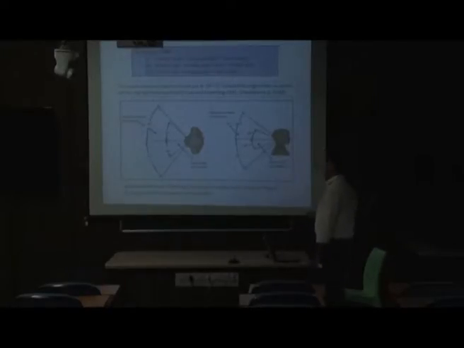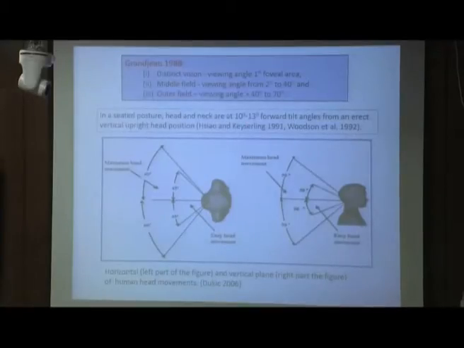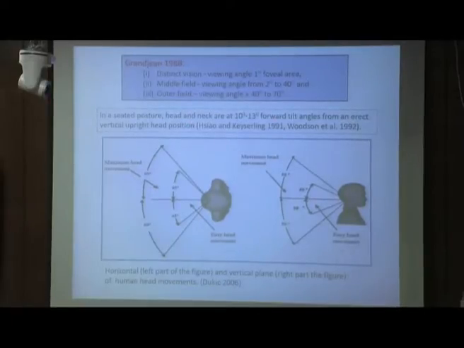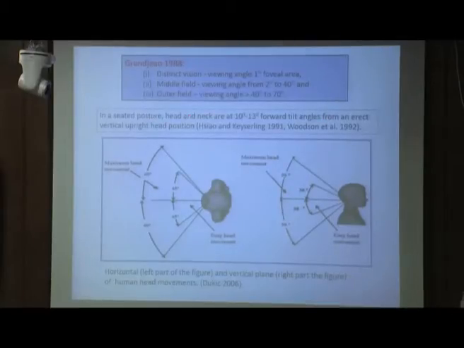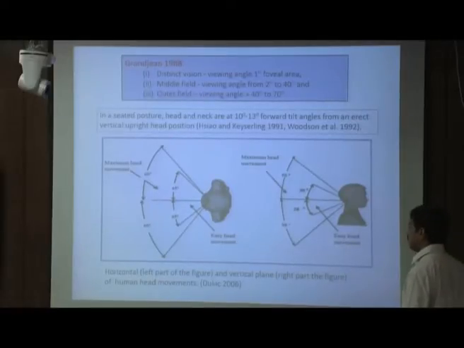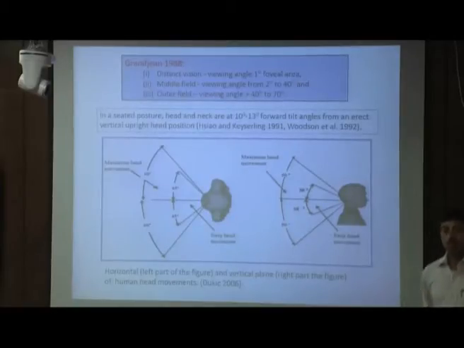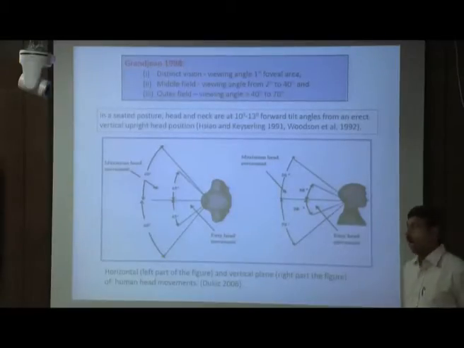Next information is taken from Xiao and Kaiserling 1991 and Woodson 92. There they mention a 10 to 13 degree forward tilt angle, which is generally observed for the upright vertical head position. So our head is not always erect. While we are sitting or doing our activities, generally our head is a little bit forward tilted, and that angle is 10 to 13 degree.